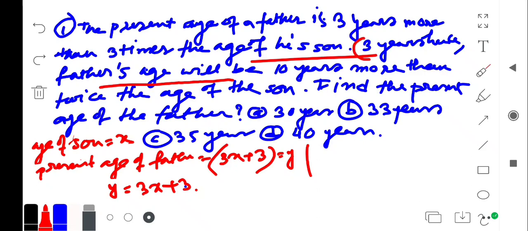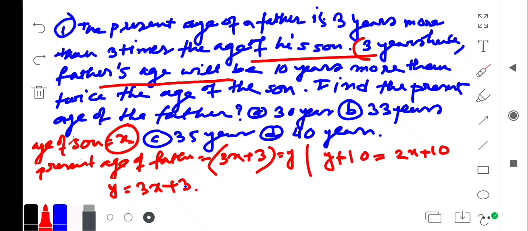Now 3 years hence means after 3 years. After 3 years, what happens? 3 years hence father's age will be 10 years more than twice the age of the son. So the son's age is x, so 2x plus 10 is equal to the father's age.